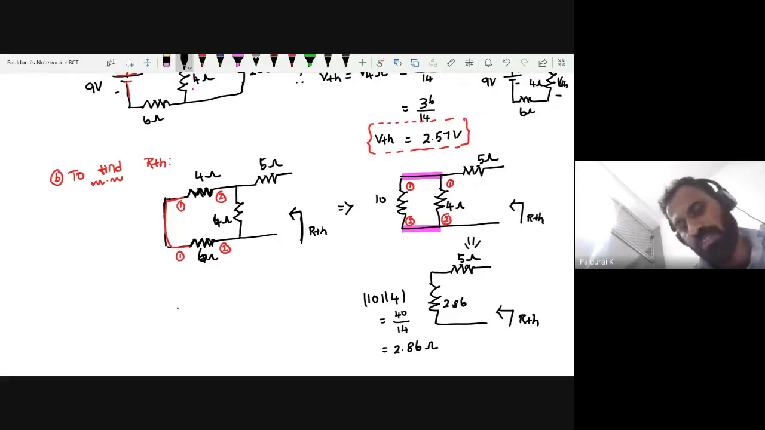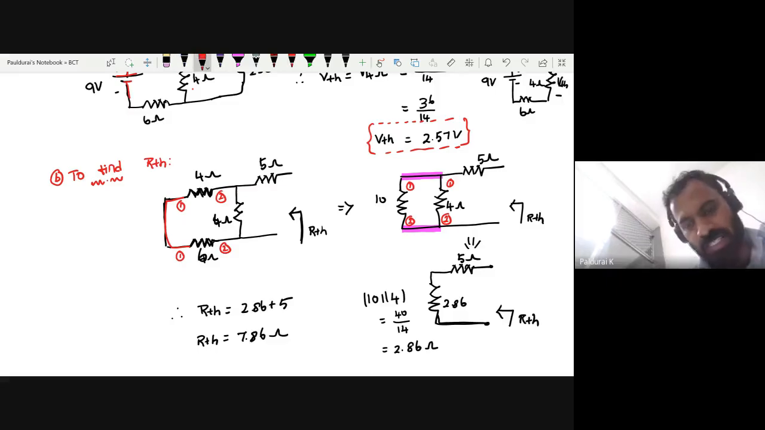How are they connected? According to this terminal, both are connected in series. So 2.86 plus 5 will give you 7.86. This is the way to calculate RTH. So just apply the procedure.